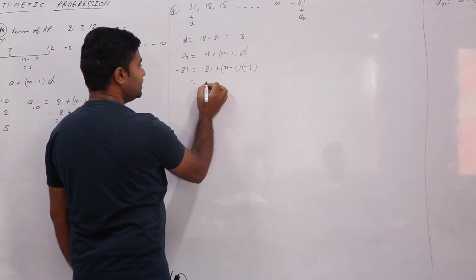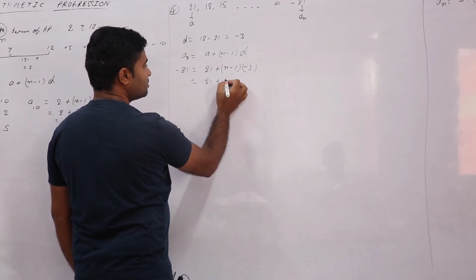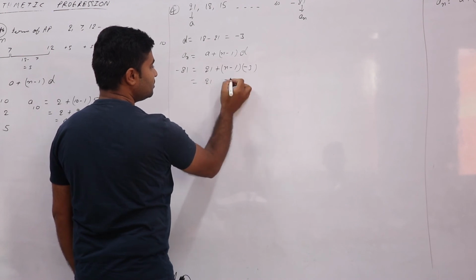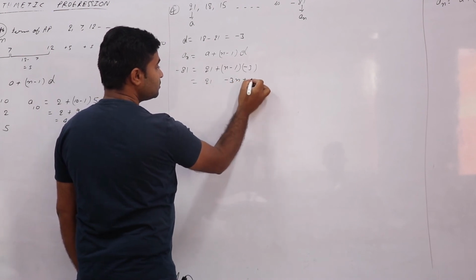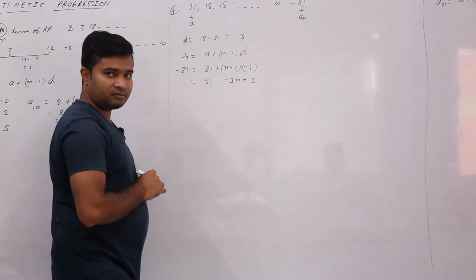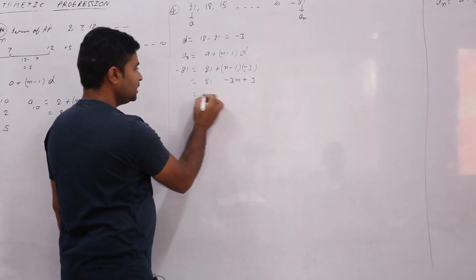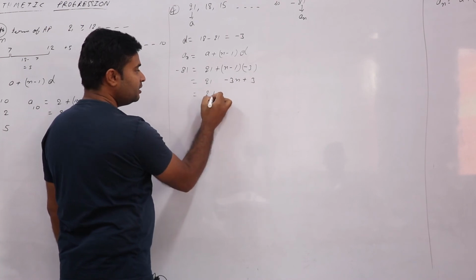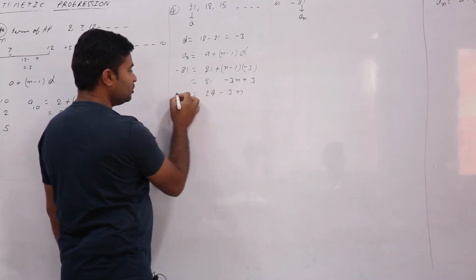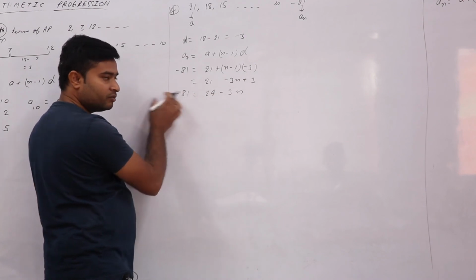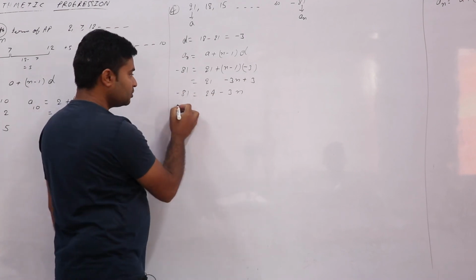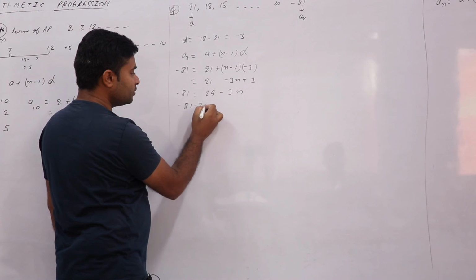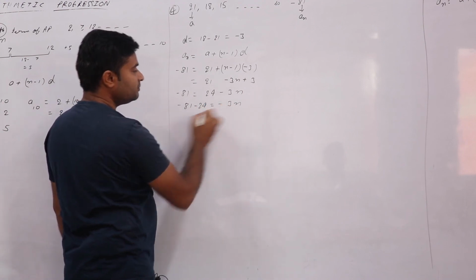Simplify it. So 21 plus minus 3n plus 3. Yes or no? So here this becomes 24. 24 minus 3n is equal to minus 81. Bring this 24 this side. So minus 81 minus 24 is equal to minus 3n.